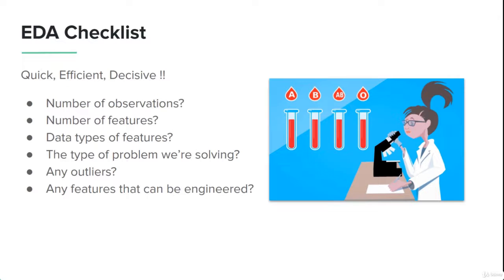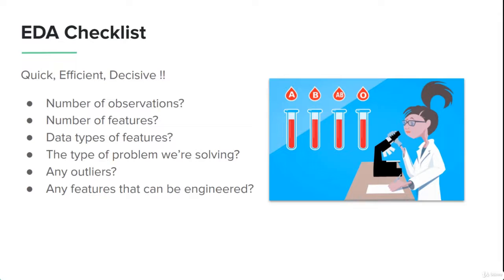So there's an EDA checklist, especially for beginners. There are some steps every data scientist should follow when they first get the data. But it's important to remember that EDA should be quick, efficient, and decisive. You cannot spend too much time just exploring the data, because in this machine learning pipeline, every operation is dependent on the previous operation. So there's a lot of dependency management that needs to be taken care of. So you cannot spend too much time on one process. You need to be quick, efficient, and decisive.